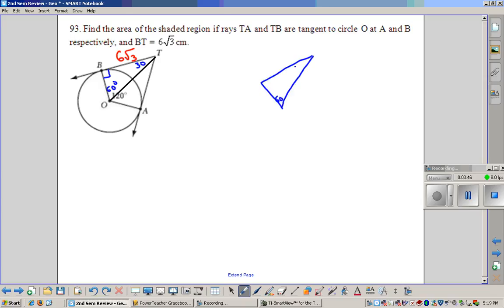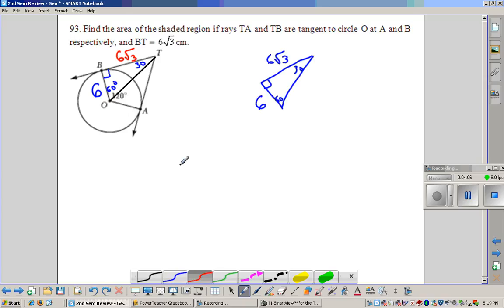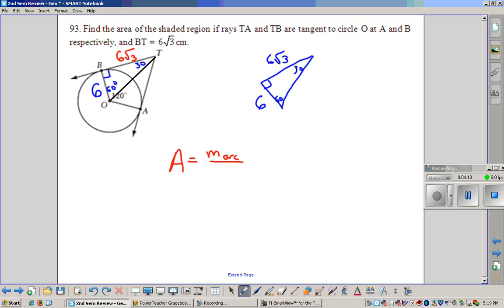You have to pull it out because it's getting very crowded in there. But this is 6 root 3. That's the long leg, so we'll have the short leg is 6. And that ends up being the radius. That's about all we need, because the area of the shaded region here is a sector. And the area of a sector formula is as follows: the measure of the arc over 360 times pi r squared.